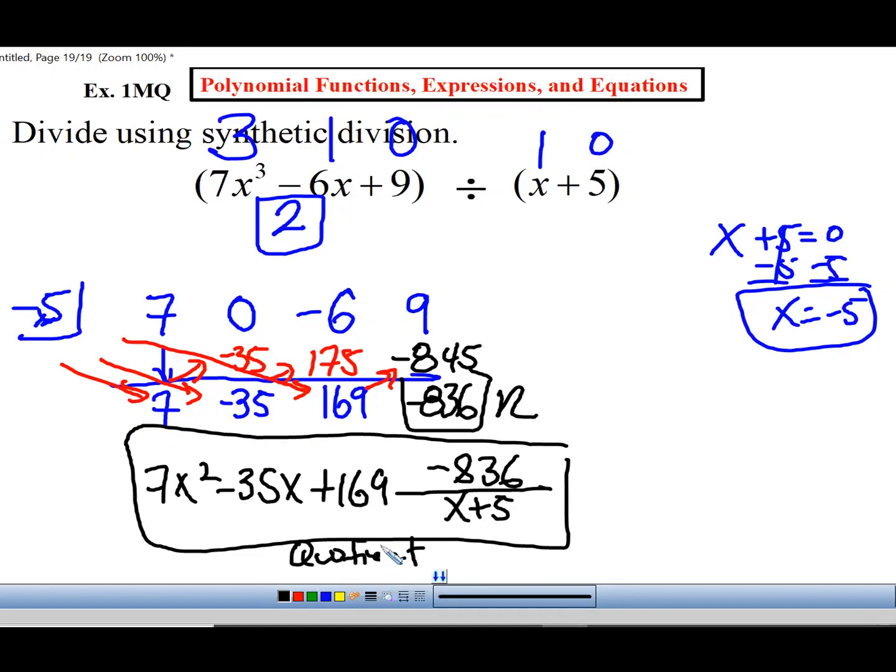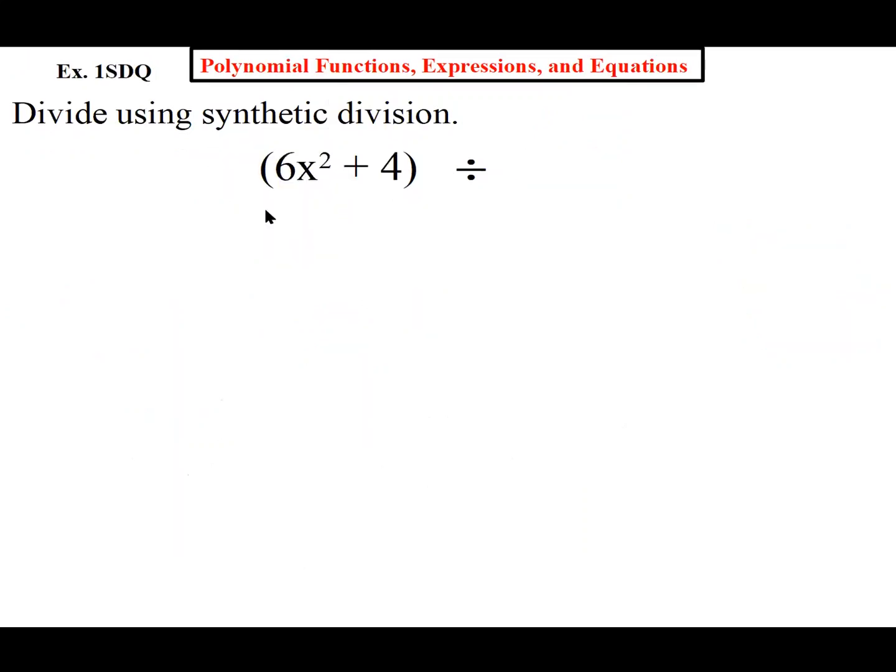All right. I'm going to give you one of these to see how you do with one of these by yourself. This was example 1 mega cube. Let's go to example 1 super duper cube. 6x squared plus 4 divided by x plus 2. I'll give you some time, copy, and go. Let's see how we did.